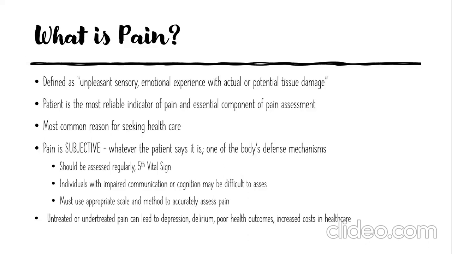Individuals with impaired communication or cognition, such as babies. Oh, Lord, it's supposed to be assessed, not asses. I'll fix that. But anyway, anybody who can't communicate for themselves is obviously going to be more difficult to assess. You must use the most appropriate scale, and we'll go over those scales in a minute. But there are different ways to assess and document pain.